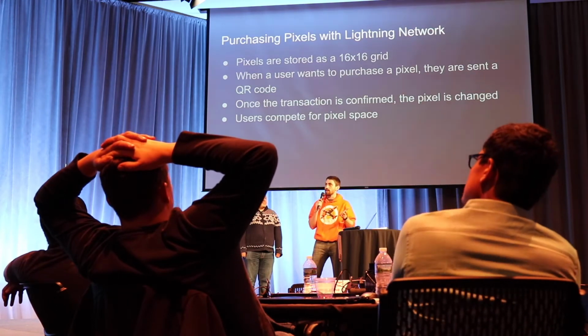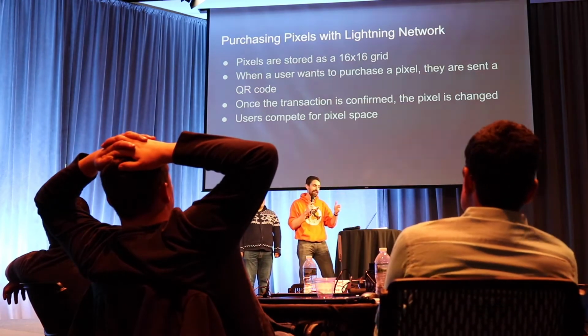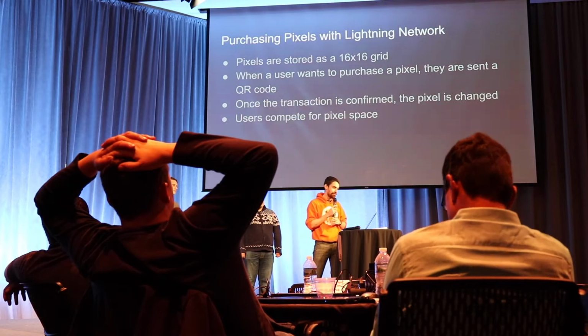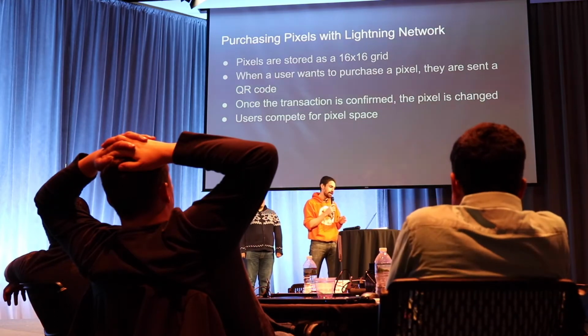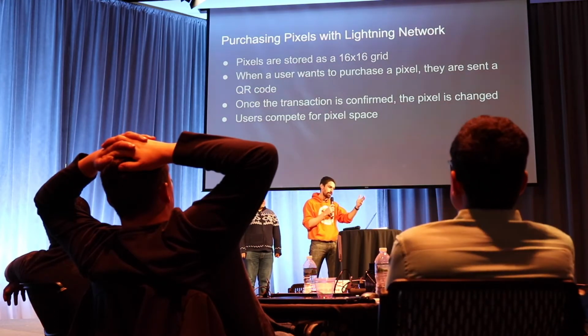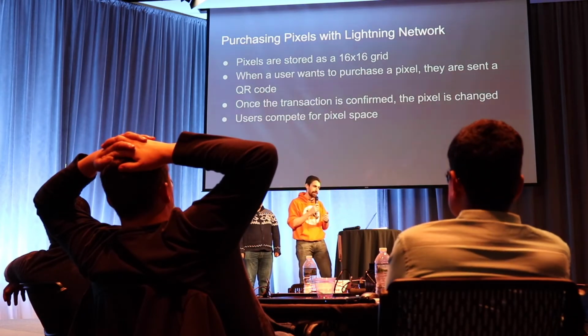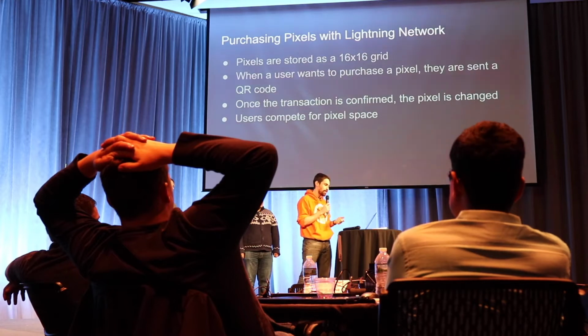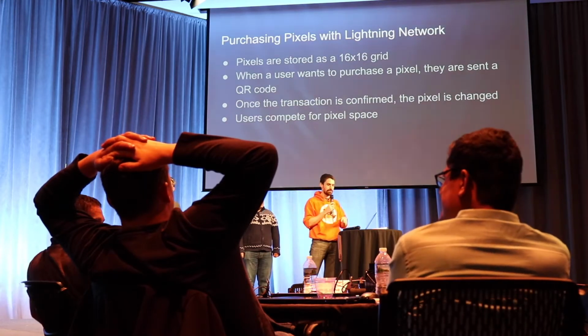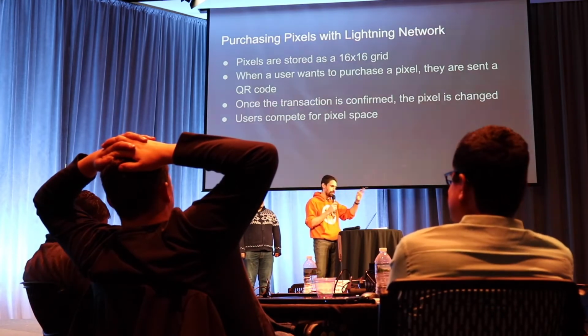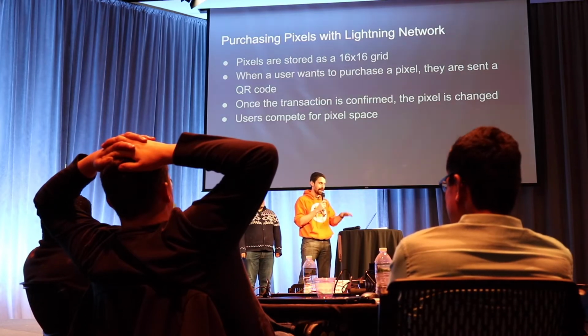So here's our demo, a totally working demo. It's online. We encourage all of you to open it up on your laptops and go ahead and play. There's a 16 by 16 grid. When you want to purchase a pixel, you get a QR code, you scan it with your phone. If you have the Eclair testnet wallet, that's perfect. You pay 1 Satoshi, and the pixel becomes your color. And on every other computer here, that pixel should change color momentarily after you make the payment.